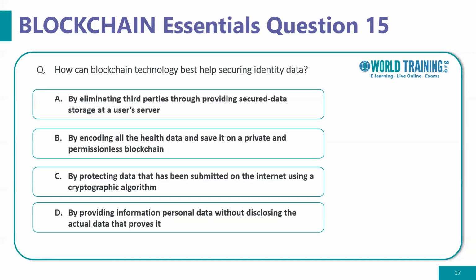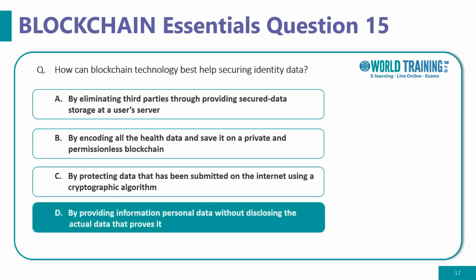So how blockchain helps you to secure identity is option D. It provides the information, personal data, without disclosing the actual data that proves it. So that's how you can secure your identity.